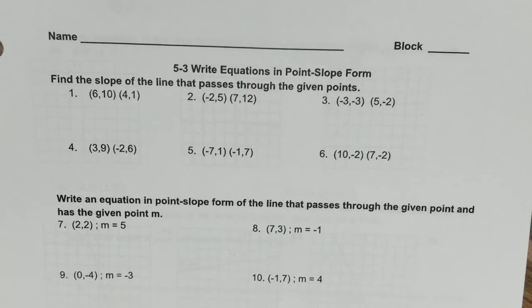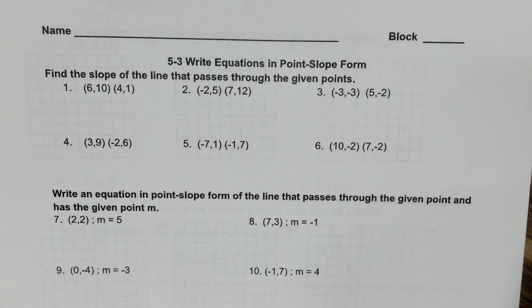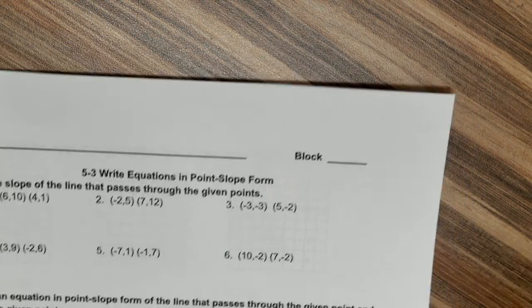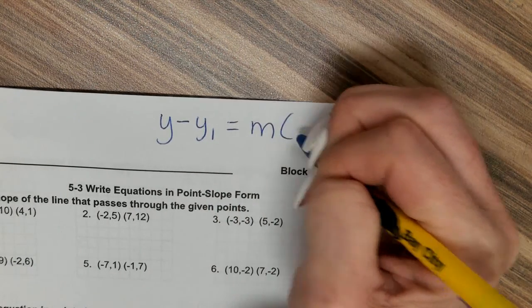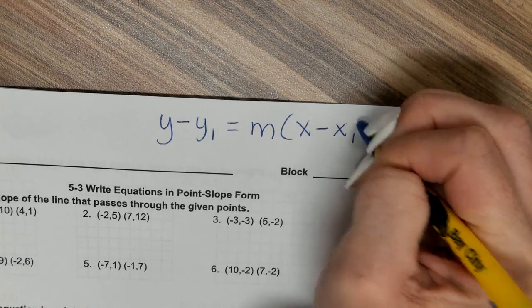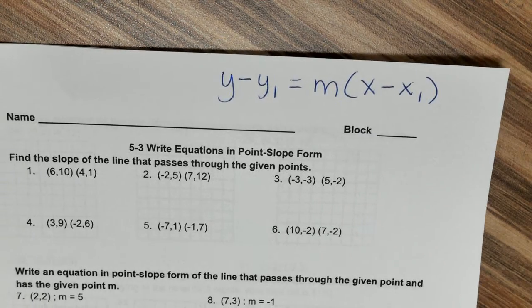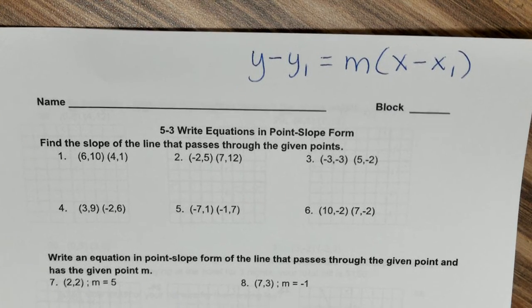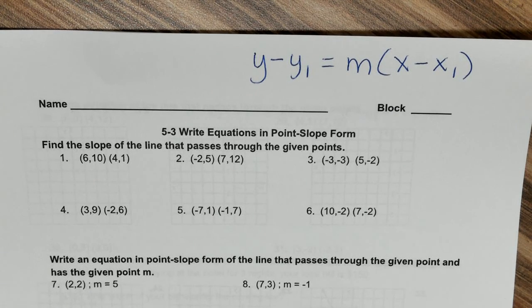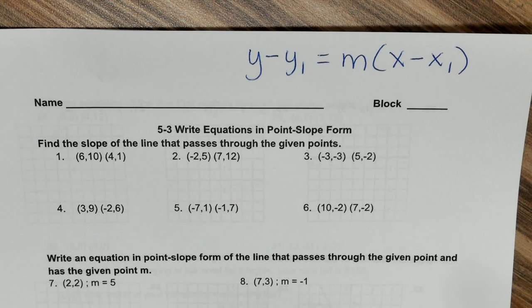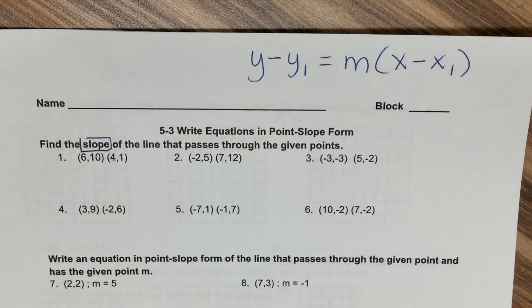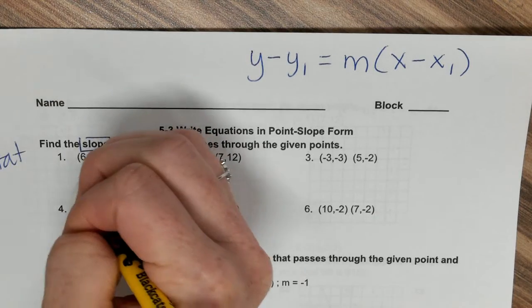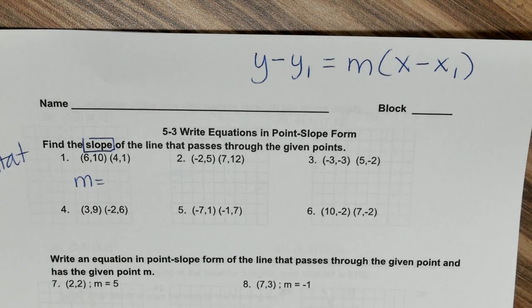All right, let's look at the assignment. At the top of your assignment, I want you to write the point slope form. So y minus y1 equals m, open parentheses, x minus x1. Write that at the top of your assignment. What does 1 through 6 say to do? Does it say write an equation? It says find the slope. Where can you do that at? Stat. You absolutely can use stat and just put m equals. Oh, that's it. That's all it says to do. So could you use stat on those?